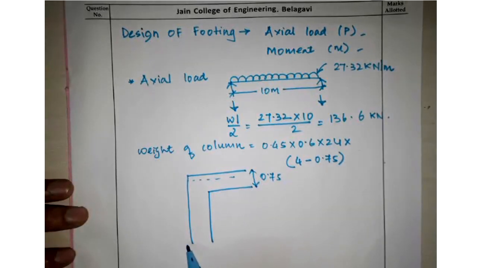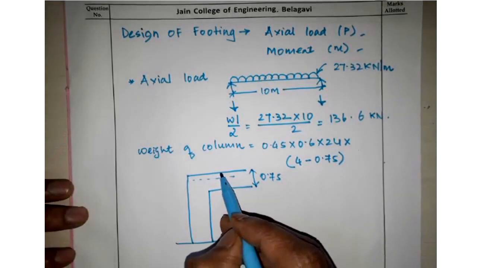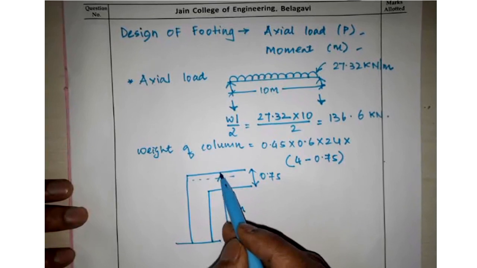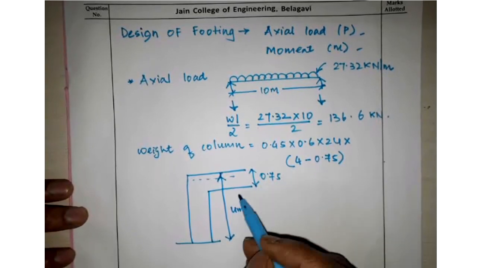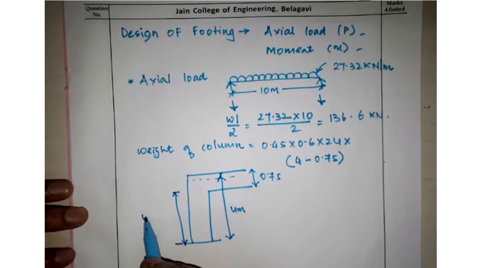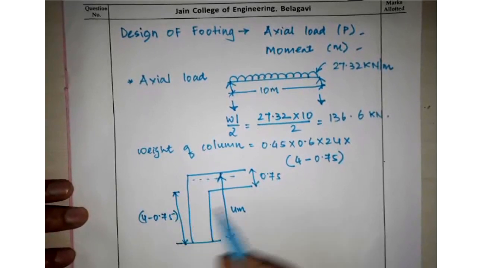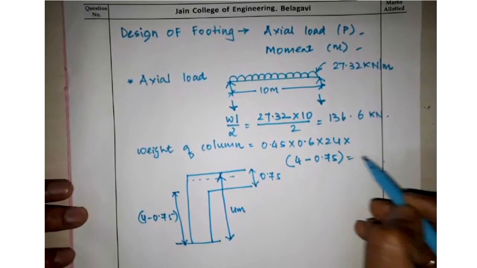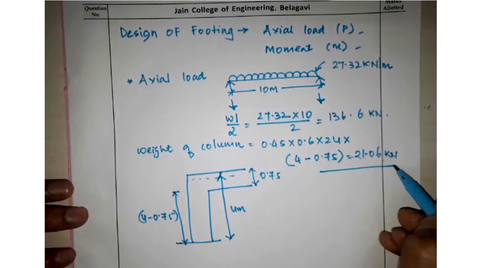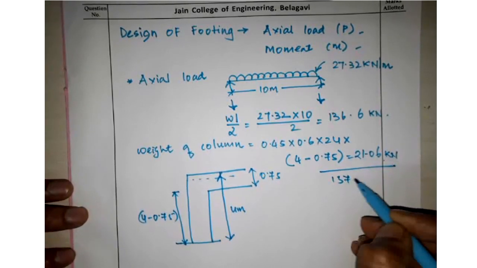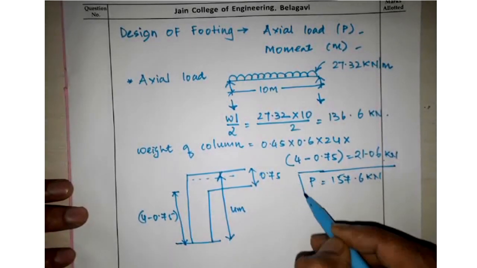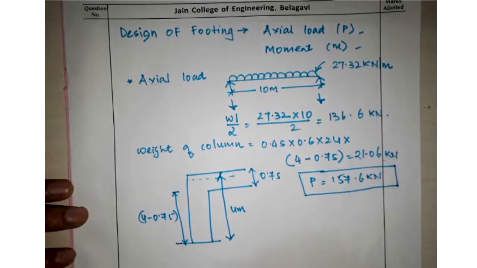Suppose the total height from here to here is 4 meter. We consider the total height as 4 meter, minus 0.75, so we get the clear height of the column. So this will be 4 minus 0.75, because the beam depth is 0.75, into the density. So we get 21.06 kilonewton. So the total load acting over the footing is 157.6 kilonewton. This is the P, which is very important, acting over the footing: 157.6 kilonewton.